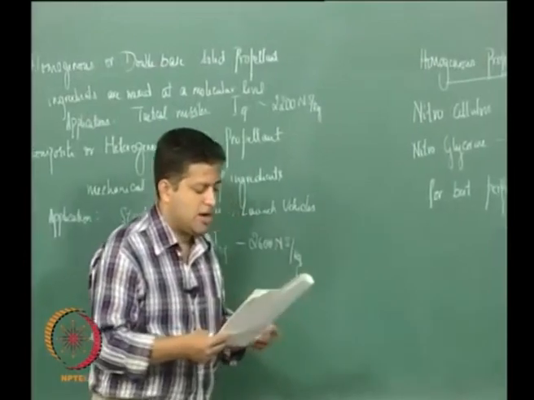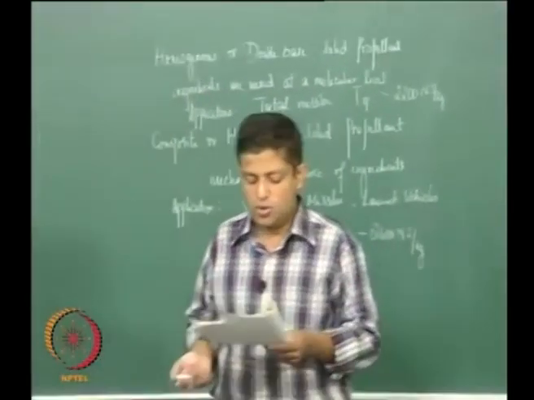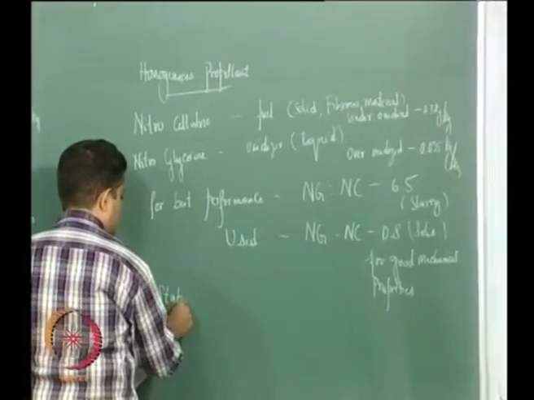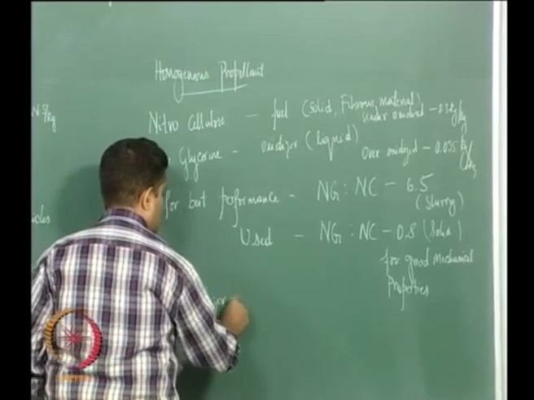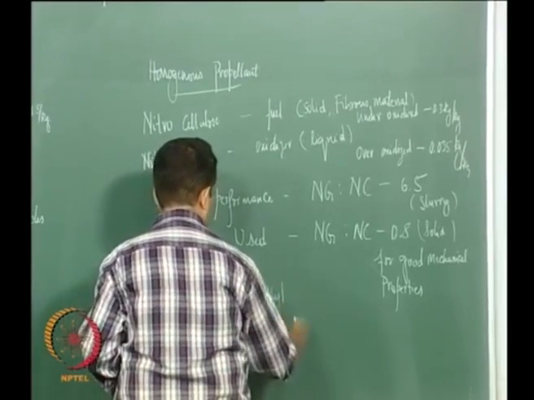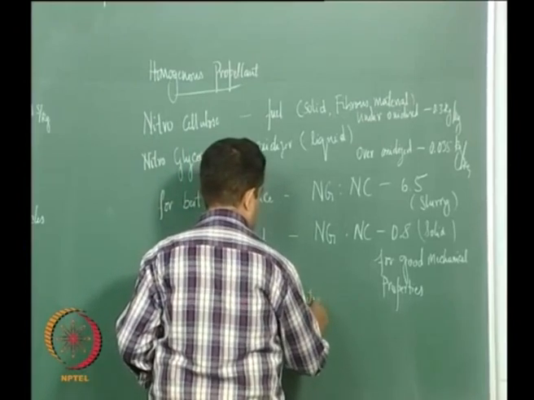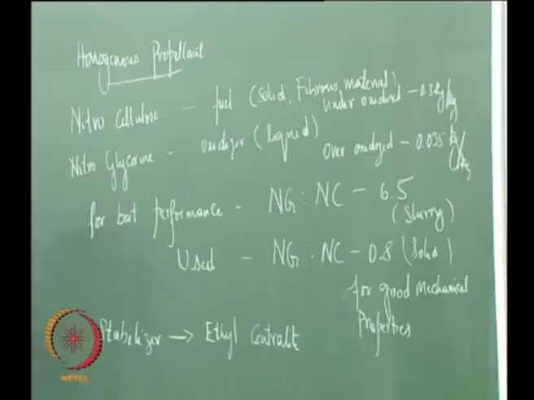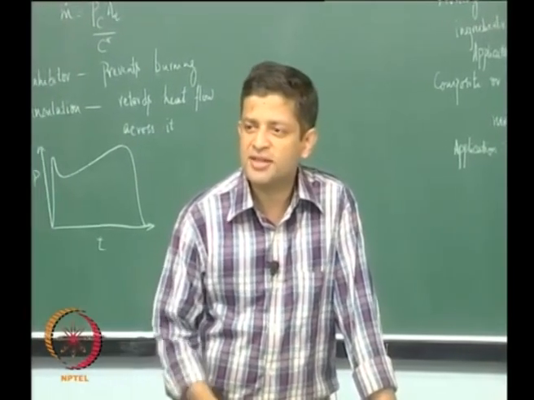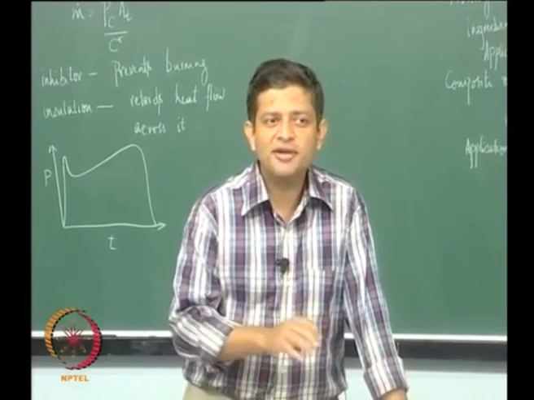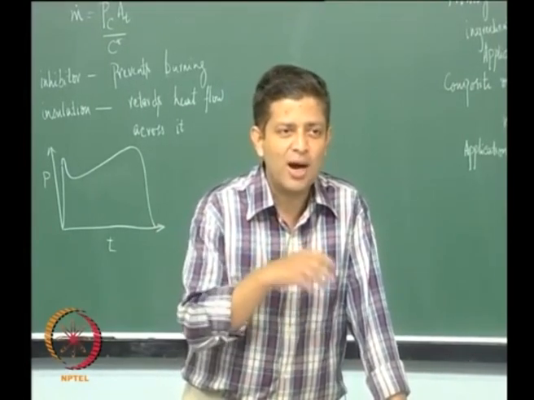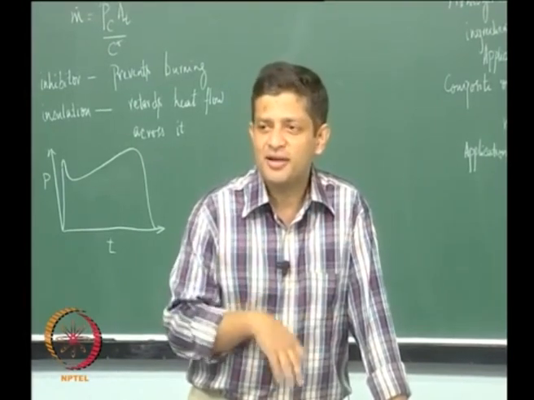Now in addition to NC and NG, you also have something known as a stabilizer. Typically the stabilizer used is ethyl centralite. Why do we need a stabilizer? If you look at the nitrocellulose and nitroglycerin, they are very reactive compounds. Now you are going to have them together in the same chamber, and you wouldn't want reactions to take place. So therefore you add these stabilizers in small quantities so as to prevent reactions from taking place.